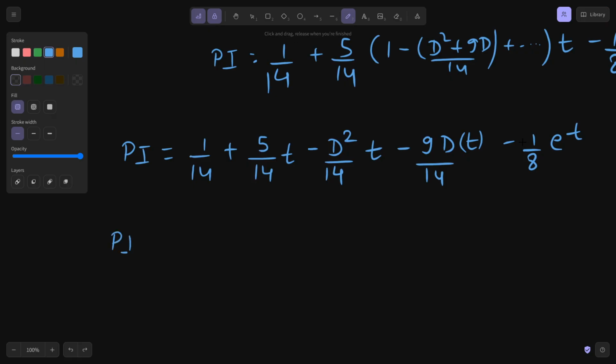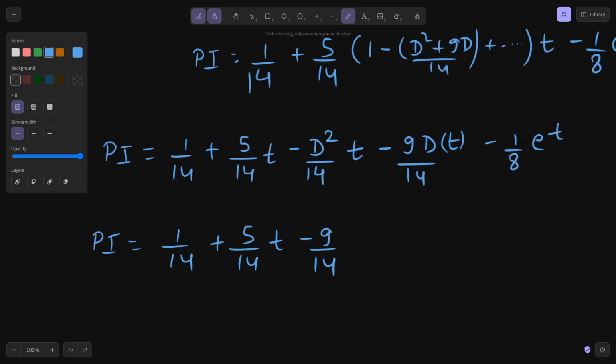So particular integral is 1 by 14 plus 5 by 14 t. Second derivative, as I told, D is d by dt. So d by dt of t is 1, and if you do the derivative again, the derivative of 1 is 0. So this will give you 0, I am not writing that. First derivative of t is 1. So from here you will get 9 by 14. And from here you will get minus 1 by 8 e power t.